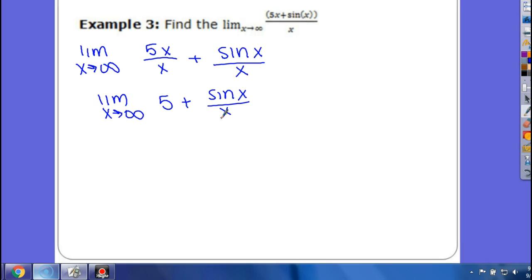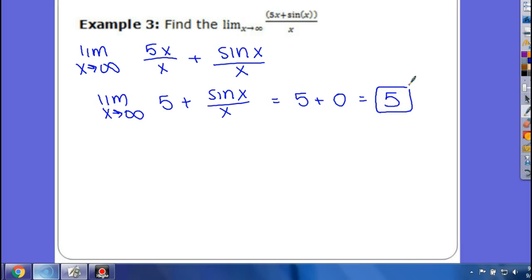What would be the limit as x approaches infinity of the line 5? What's going to happen to the horizontal line of 5? As x goes to infinity, it's going to stay. So we get 5 plus 0 equals 5, so the limit of this function is 5.